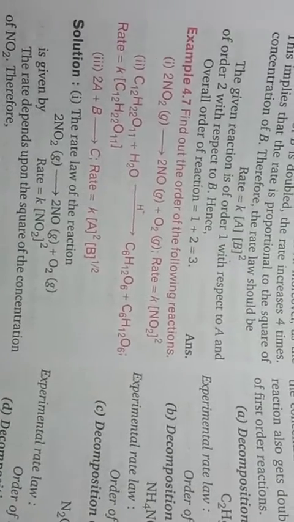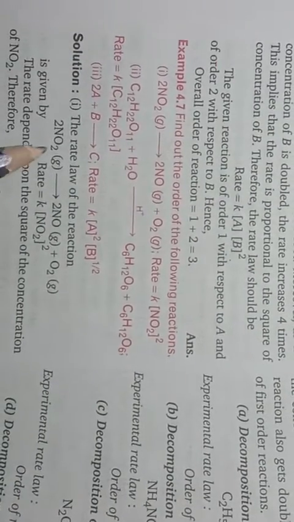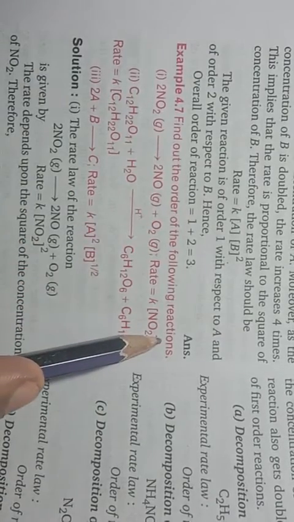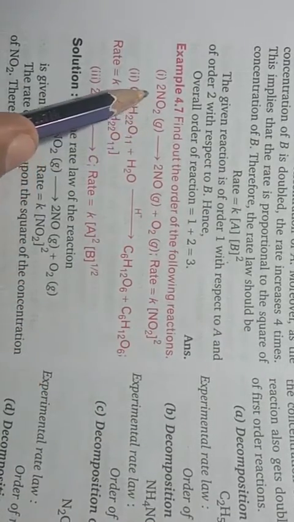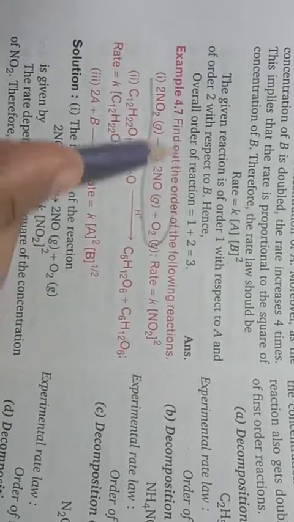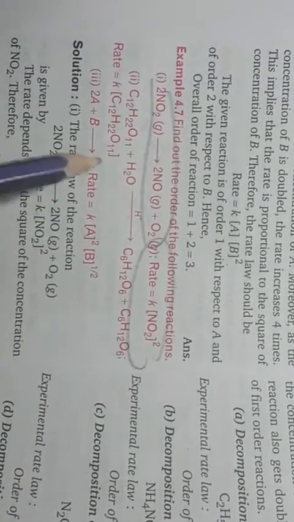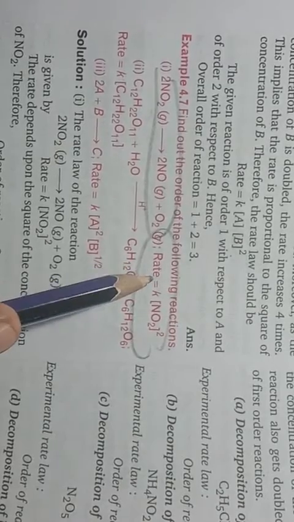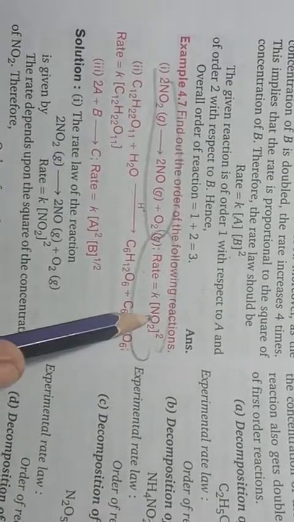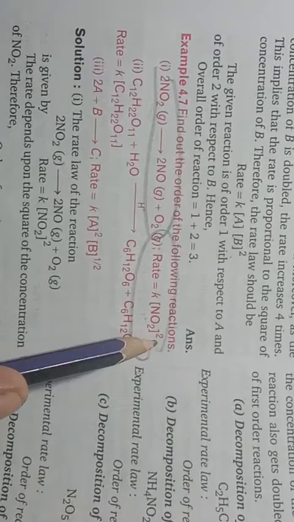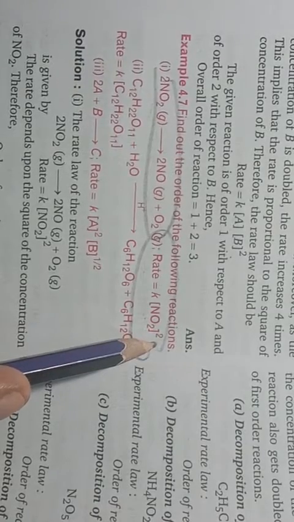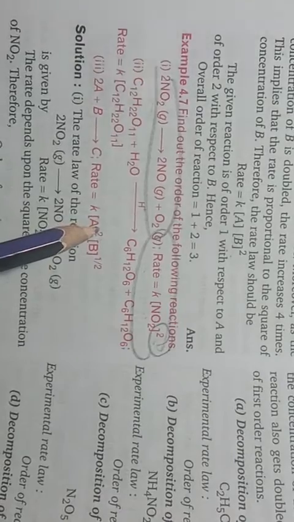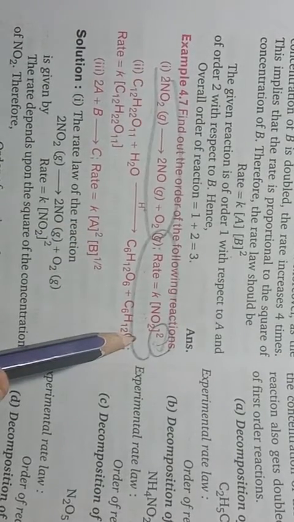According to this example number 4.7, find out the order of the following reactions. The reaction is given this, and this is the rate law for this reaction. As you can see in this rate law, the reactant term is written with power 2. So the overall order of reaction will be 2. Okay students, overall order of reaction will be 2.